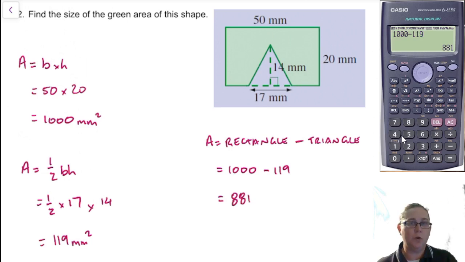Not quite finished yet. We need to put those area units of measurement in. So that is our millimeters squared.